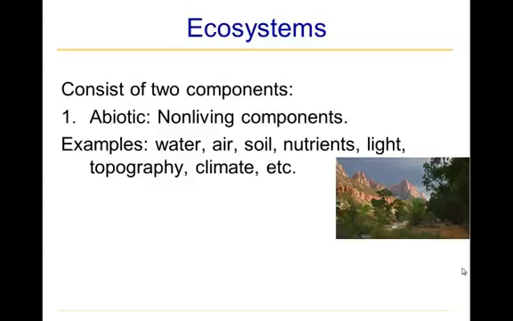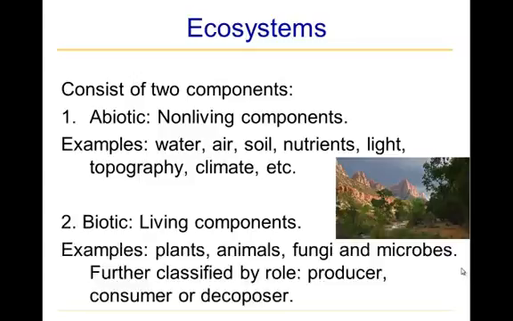The second major components of ecosystems are the biotic components. These are the living components, and these include things such as plants, animals, fungi, and microbes. Microbes would include bacteria, protists, single-celled fungi, things like that. We can further classify biotic components by the role that they play as producer, consumer, or decomposer, and we'll see more about that in a moment.